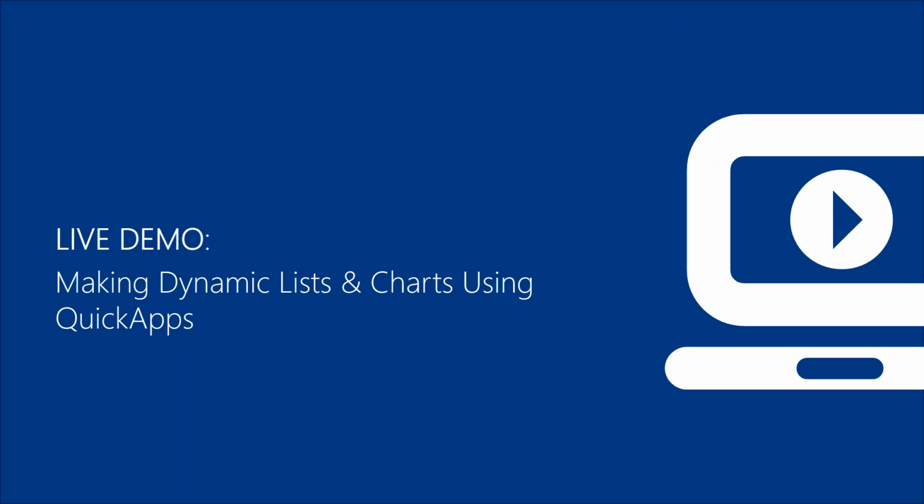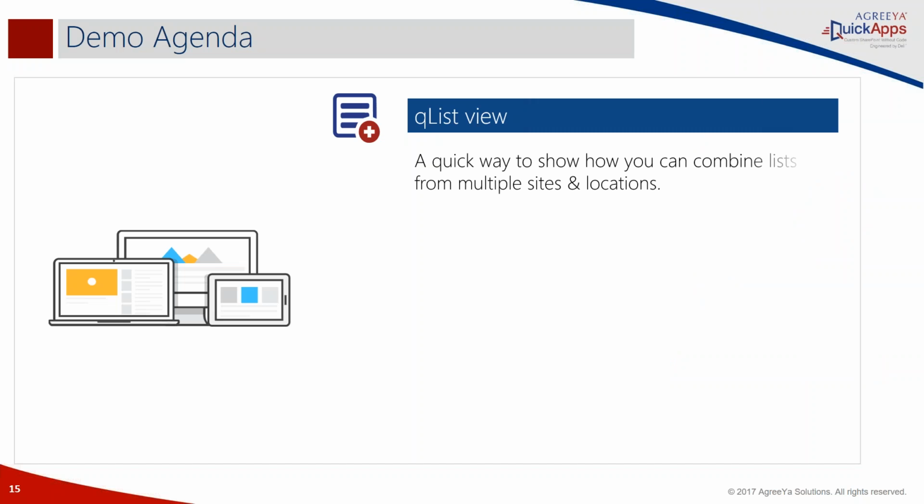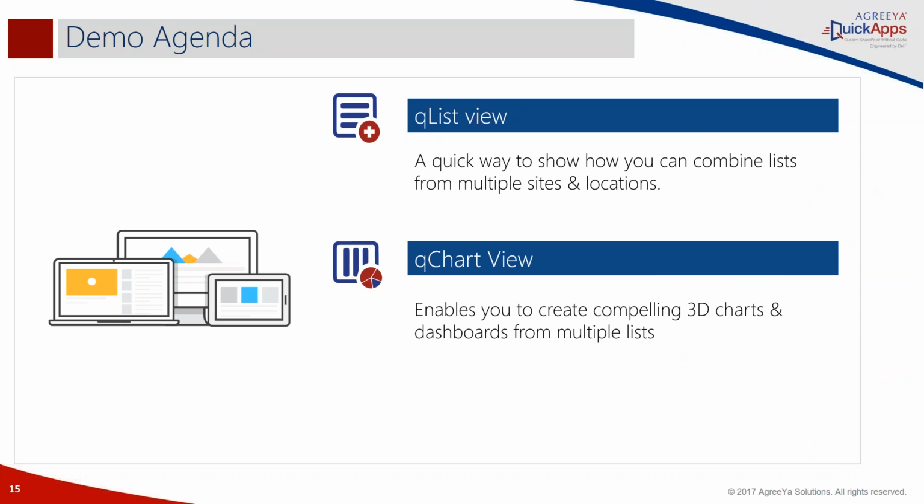Good morning, everyone. My name is Rahul Madan, and today I'll be taking you through a demonstration of QuickApps. As Ryan mentioned, QuickApps comes with a set of 21 web parts, makes the customization process on SharePoint faster, easier, and without coding. For today, I'll be showcasing some key web parts of QuickApps that will give you a glimpse of the power that QuickApps provides you. So to start with, I'll be talking about List View, a quick way to show how you can combine lists from multiple sites and locations. This will be followed by Chart View that enables you to create compelling 3D charts and dashboards from multiple lists.